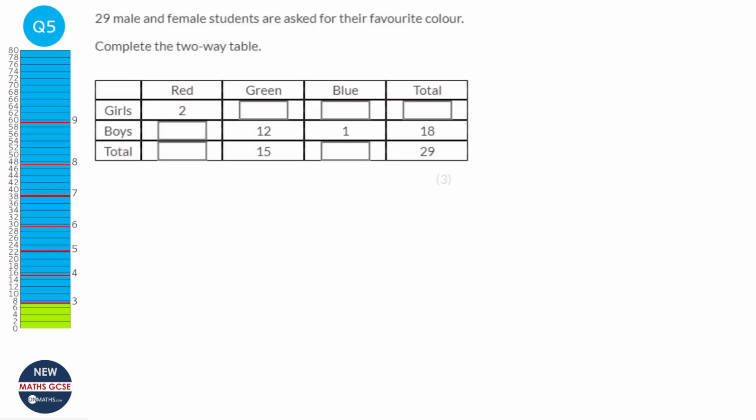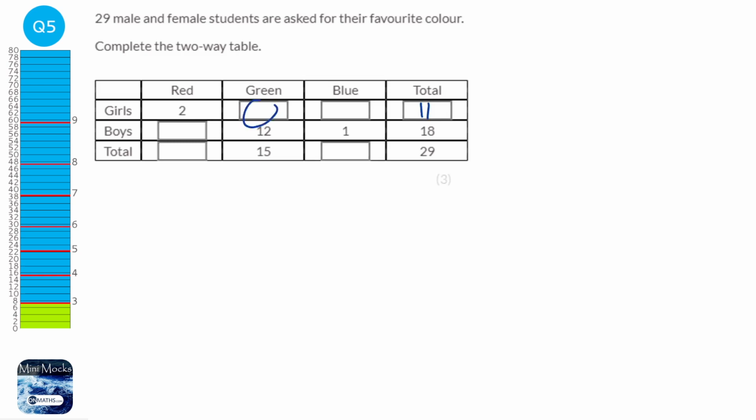With these questions, we've just got to go around and fill in what we can, and there's going to be some numbers like this one here we can't fill in yet, so we're going to have to be strategic in the order we do it. I'm going to first of all look here and notice that the total of girls and boys is 29, the total of the boys is 18, so take away the 18 from 29 and we get 11.